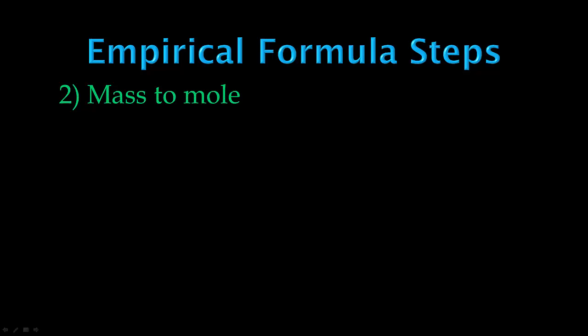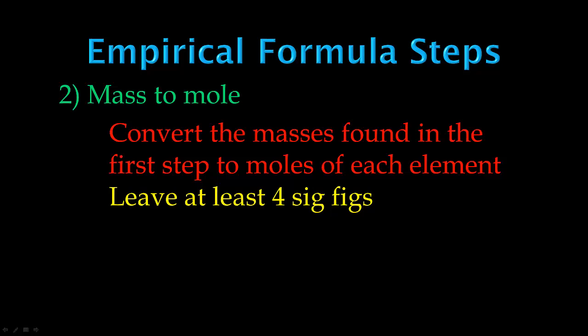Step 2. You convert your mass to moles. So you convert the masses found in the first step to moles of each element. And you always leave at least 4 significant digits.